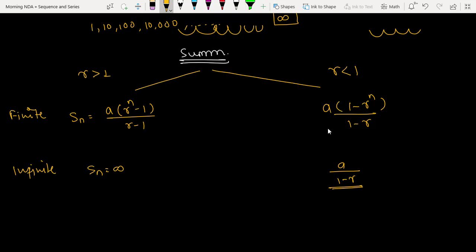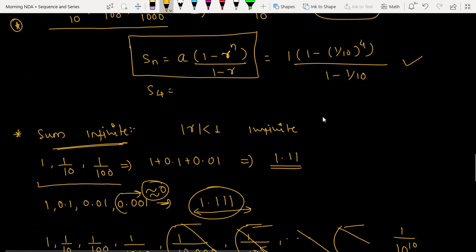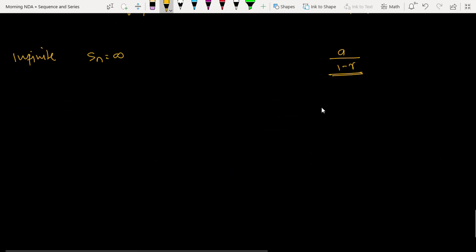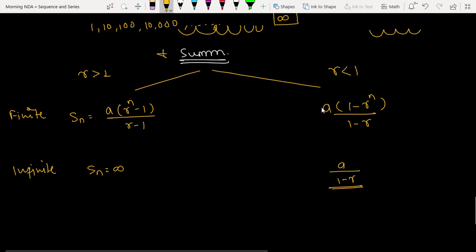Any doubt in this case? No, sir. Yes, sir. Okay, perfect. So that's it. This is your geometric progression. Remember this part, and the general term, which is nothing but Tn is equal to a times r raised to power n minus 1.